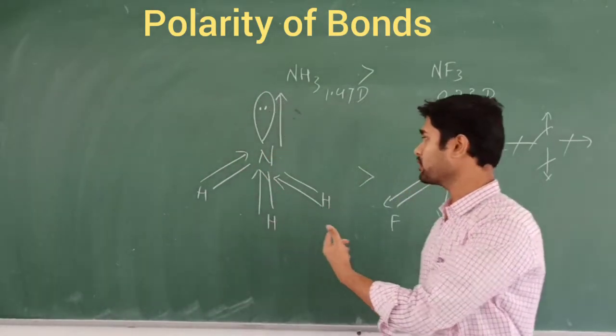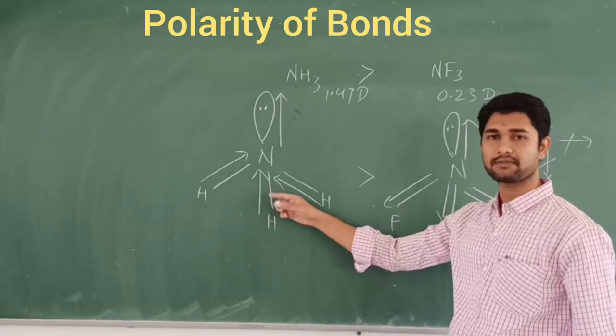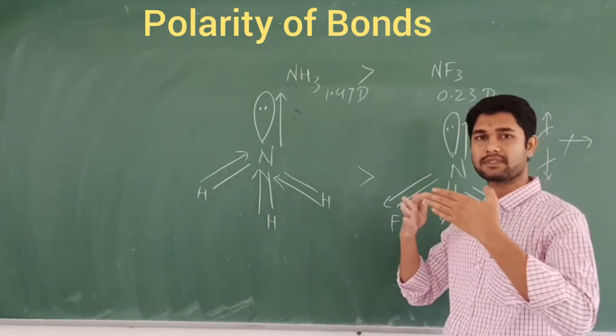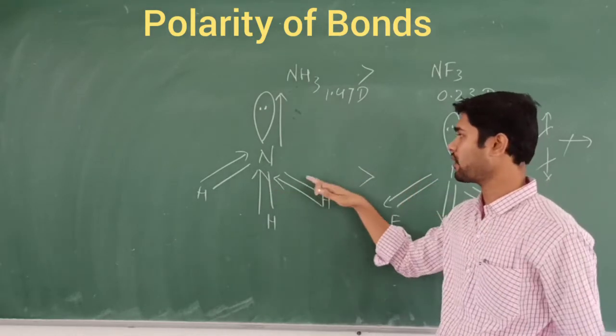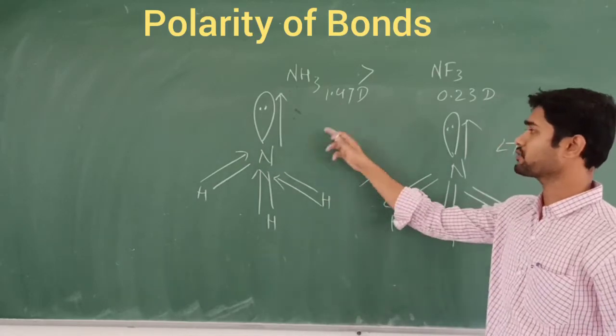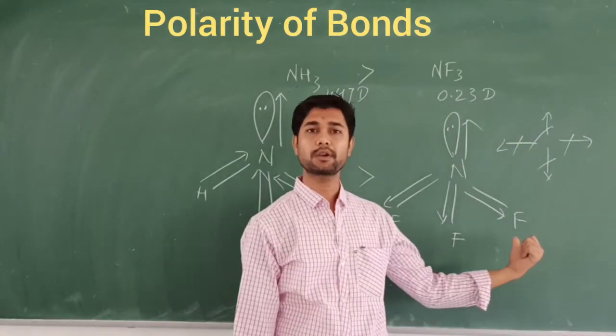So what about this ammonia molecule? Look at this one: all the directions of the dipoles are towards the same direction, in one direction, right? Along with the nitrogen atom. So that's why this one has 1.47 D, but this one has 0.23 D.